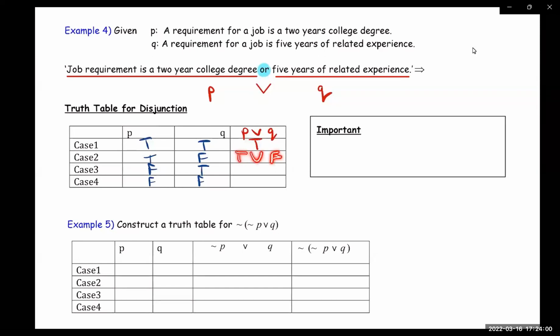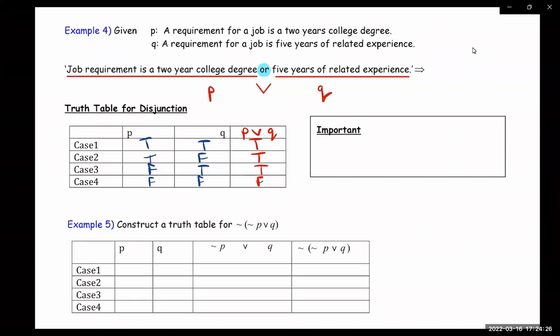So that one's true, because at least one of them is true. That's what the word "or" means. This one or that one has to be true in order for the statement to be true. Same thing with the next one: false or true would be true. And then the last one, false or false, is false, because none of them are true.